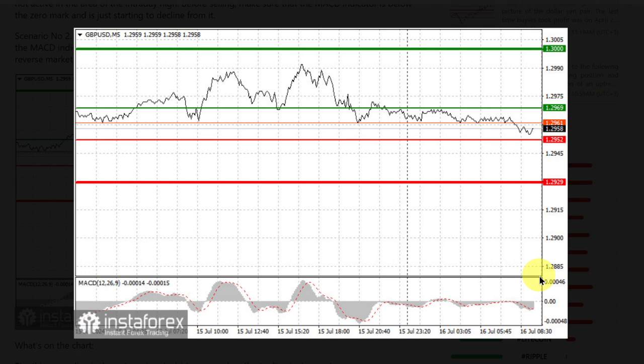You could also plan to buy the pound today in case of two consecutive price tests of 1.2952, when the MACD indicator is in an oversold area. This will limit the pair's downward potential and lead to a reverse market upturn. We can expect growth to the opposite levels of 1.2969 and 1.3000.